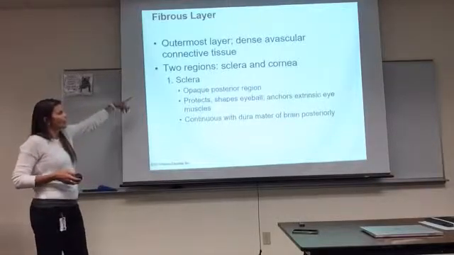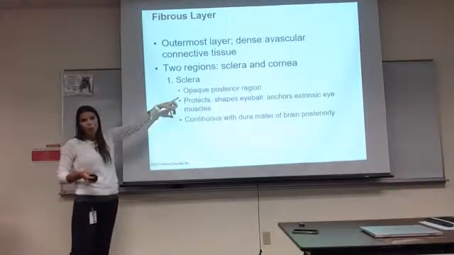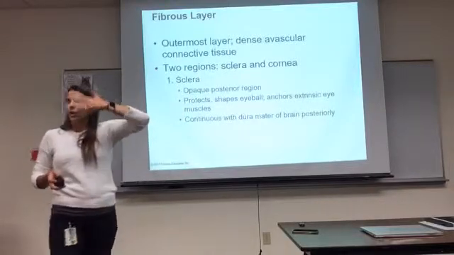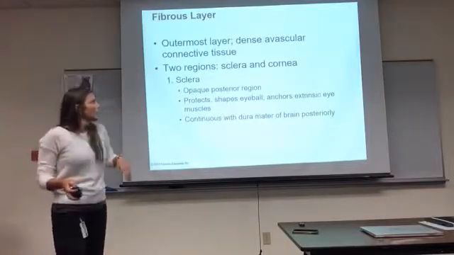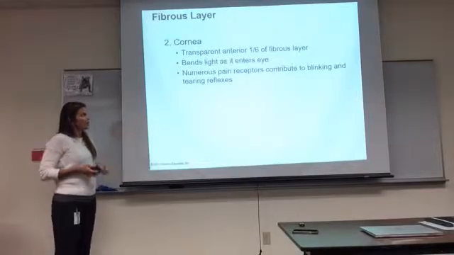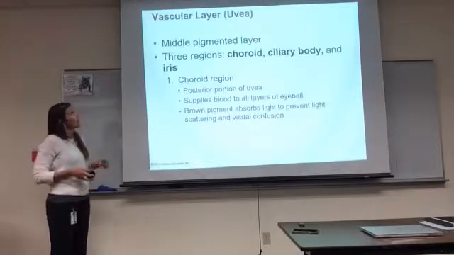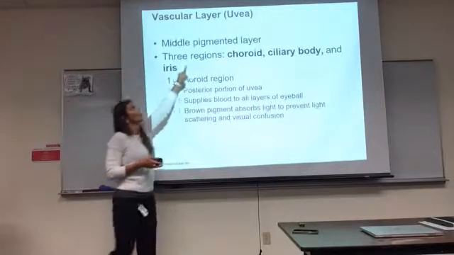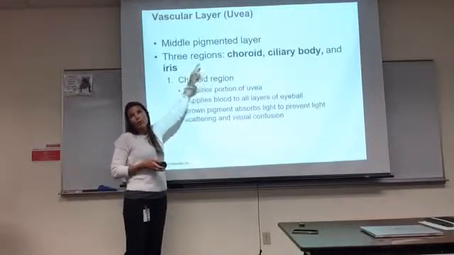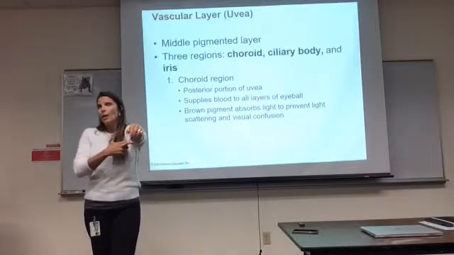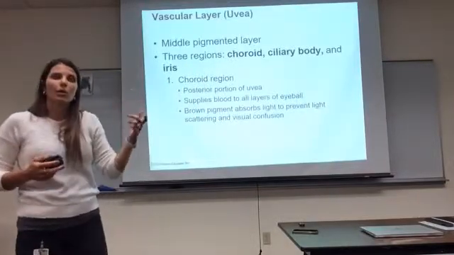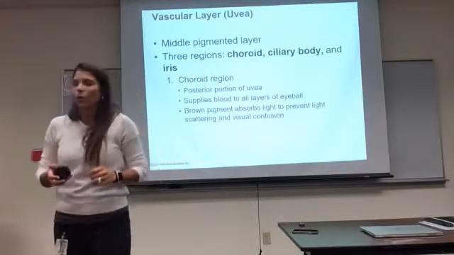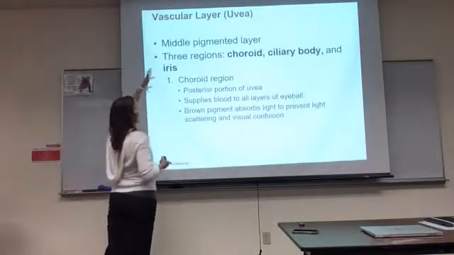The fibrous layer is divided into the sclera and the cornea. So sclera is the majority of it. The cornea is the part that's right in front of your lens. And it tells you that there. The middle pigmented layer is called the vascular layer, also referenced as the uvea. If there are other names, they should be in the notes, and if the other names aren't in the notes, I'll tell you them so that you have them and know what to expect. But the uvea is also called the vascular layer.